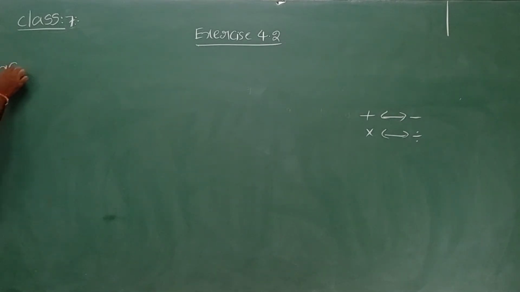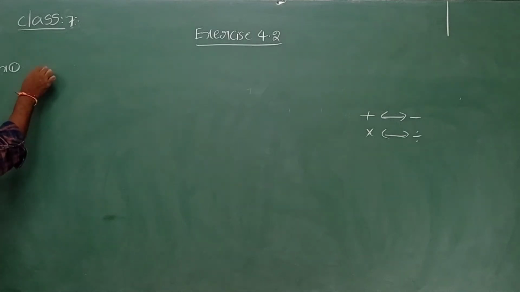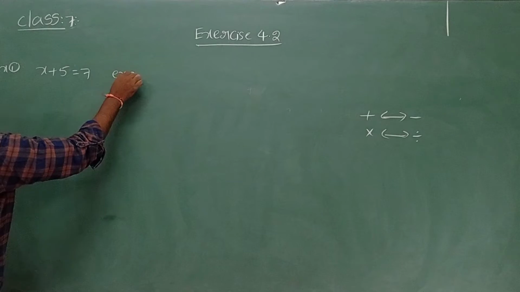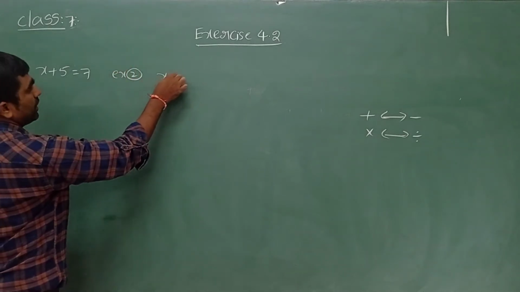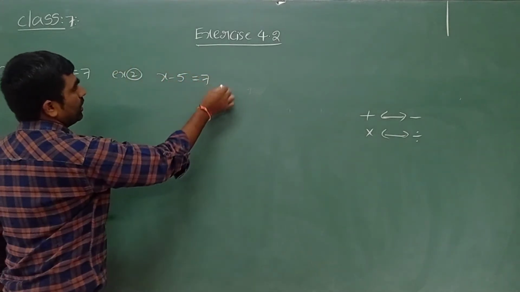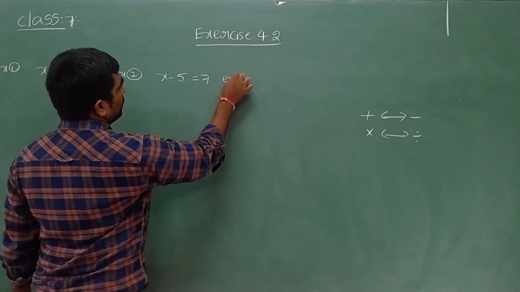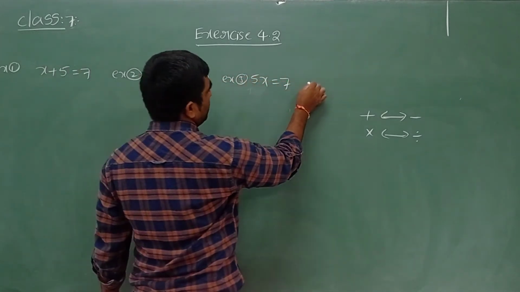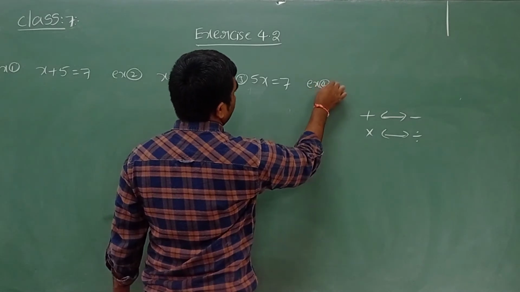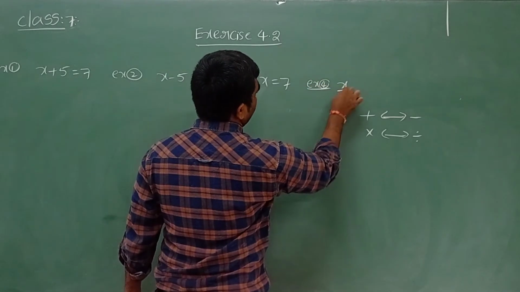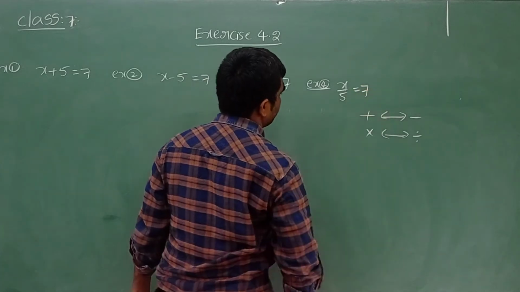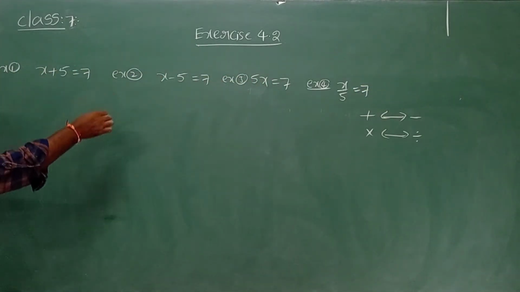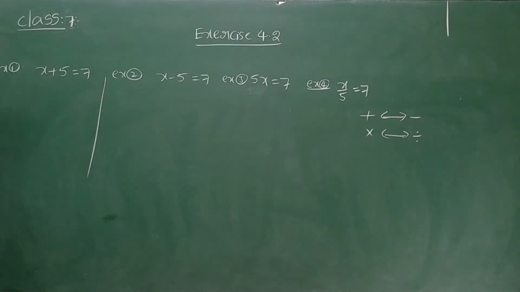So let me take some examples here. x plus 5 is equal to 7, and one more example: x minus 5 is equal to 7, and one more: 5x is equal to 7, and let me go with the next example 4: x by 5 is equal to 7. Now let us find the solution of each and every problem by using the method of balancing.